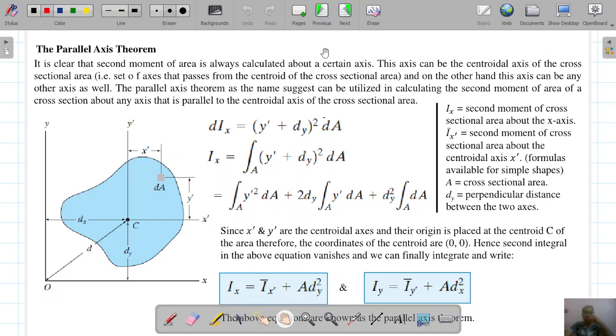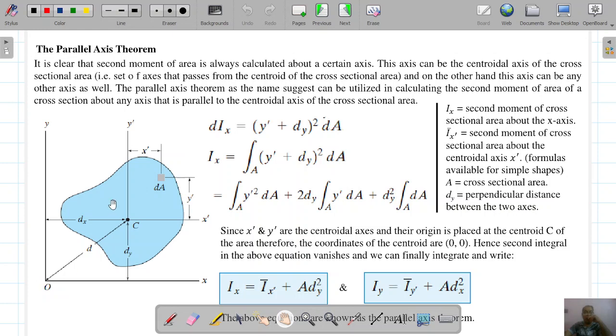What is it trying to say? He is trying to say that if we have calculated the second moment of area about the x dash axis, but he is not interested in that. We already have calculated the second moment of area about the x dash axis, but he says he is interested not in this Ix dash, the second moment of area about the x dash axis. He says he is interested in calculating the second moment of area about this axis, which is x.